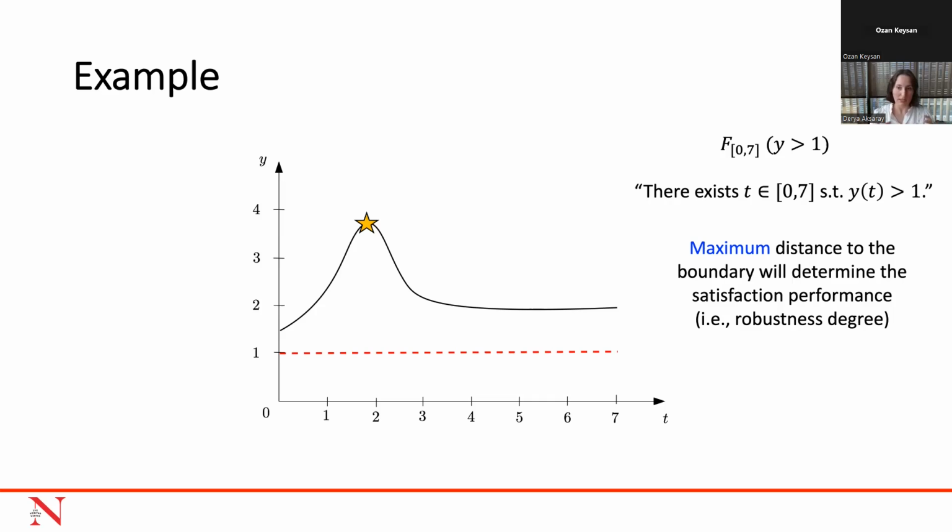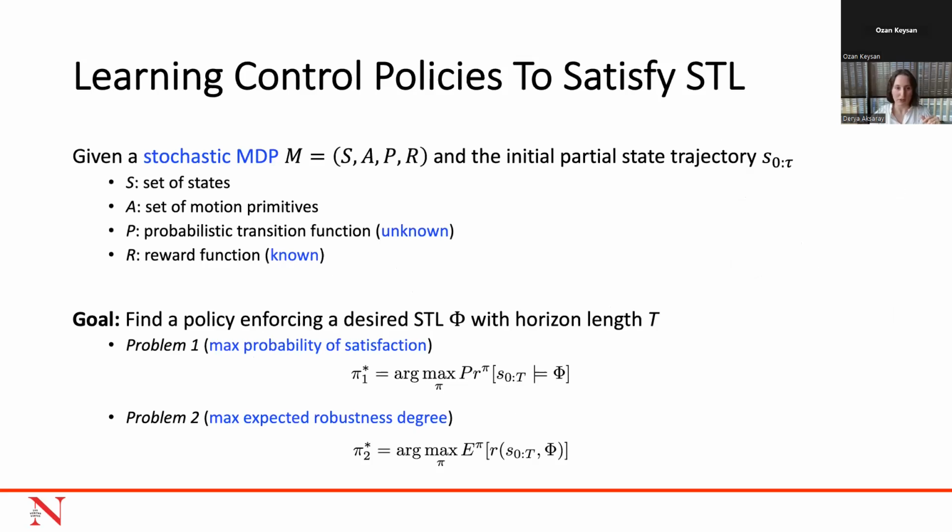So that will bring us the mathematical expression of the robustness degree. Now, if we want to formulate our learning problem with STL, let's say we have an MDP, just like the one I described in the beginning of the talk. So I have the set of states, actions, the transition function, and the reward function, but the transition function will be unknown, just like the standard RL problem. But the objective will be an STL. So how can we find a policy for this agent that will satisfy the desired STL formula?